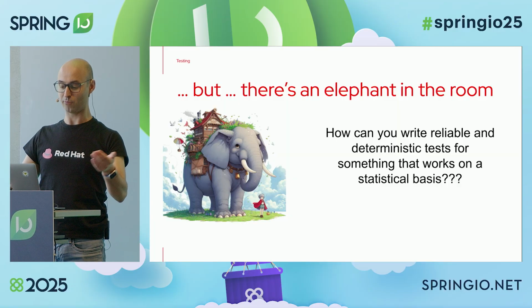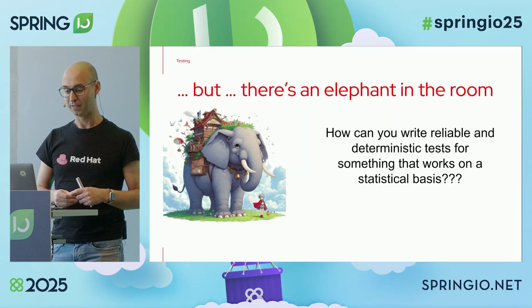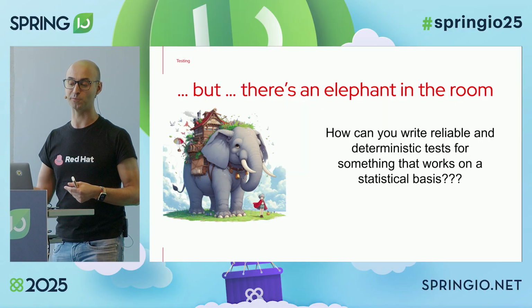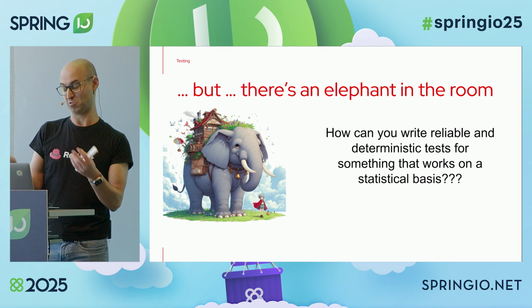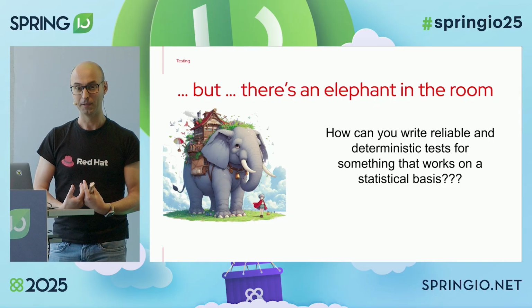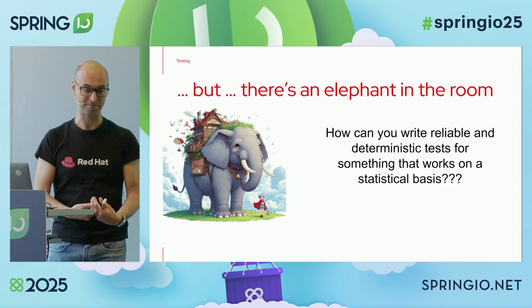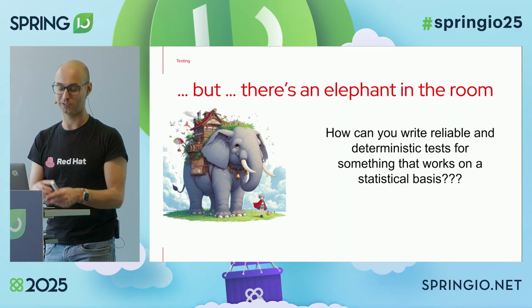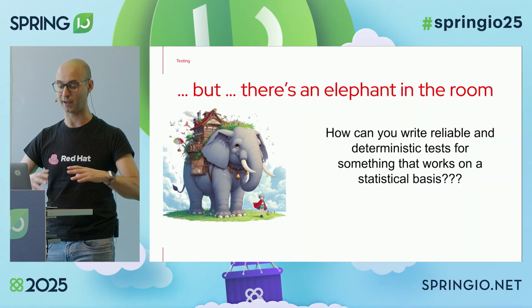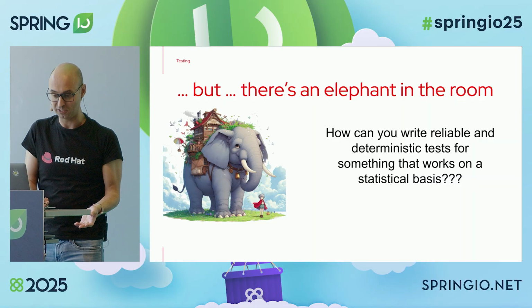The problem is that, okay, we're going to use LLMs, but there is always an elephant in the room, usually the QA manager saying, okay, but I want to write reliable and deterministic tests. Because you're telling me that LLM is not deterministic, but I want my tests to be deterministic. Well, sadly, that's not possible. Okay, you can try to get as close as possible to a deterministic test, but keep in mind that it's impossible to get a 100% deterministic test for a system that is not deterministic.